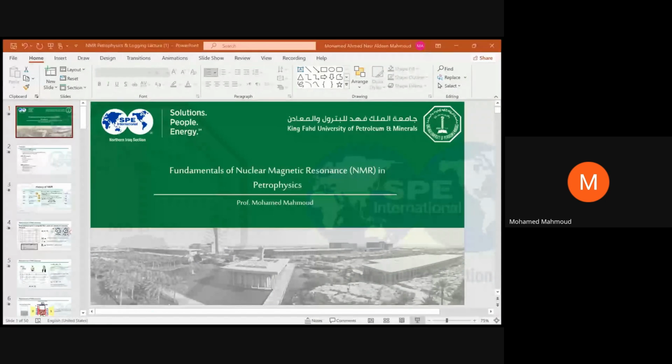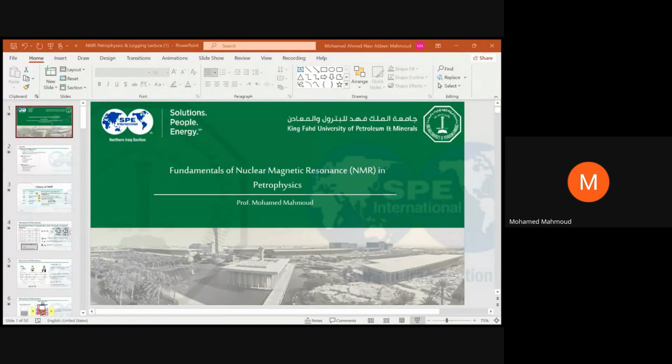So for the history of NMR, this field started with a very low magnetic field, which is 0.1 Tesla. Here are the Nobel Prize holders for NMR research in general, not only in oil and gas fields. In 1936, Gorter got the first Nobel Prize due to the discovery of paramagnetic relaxation.